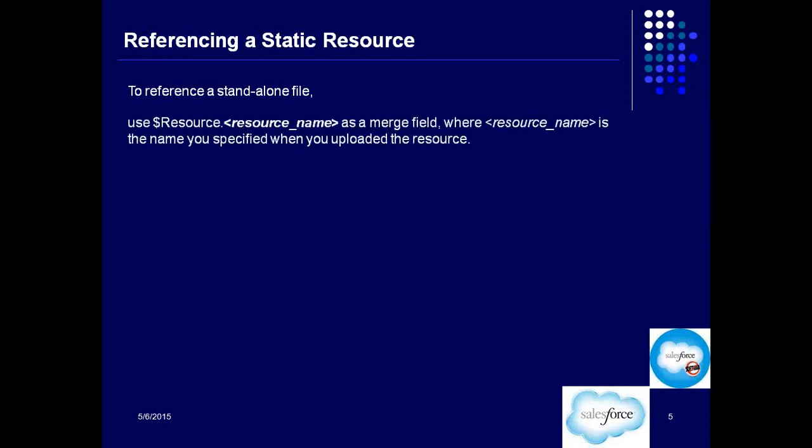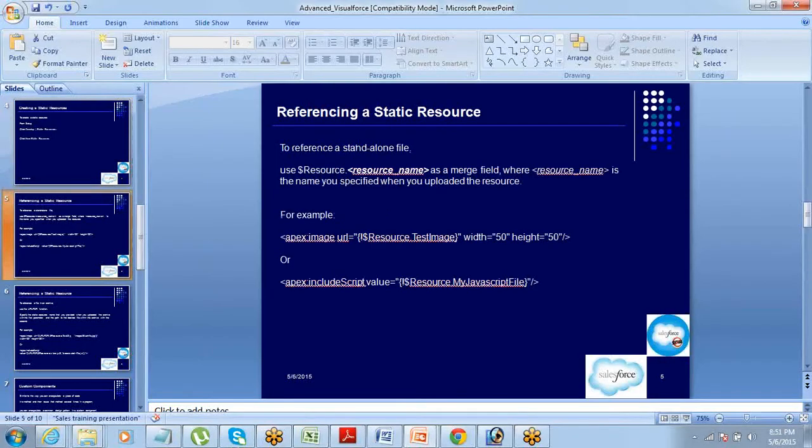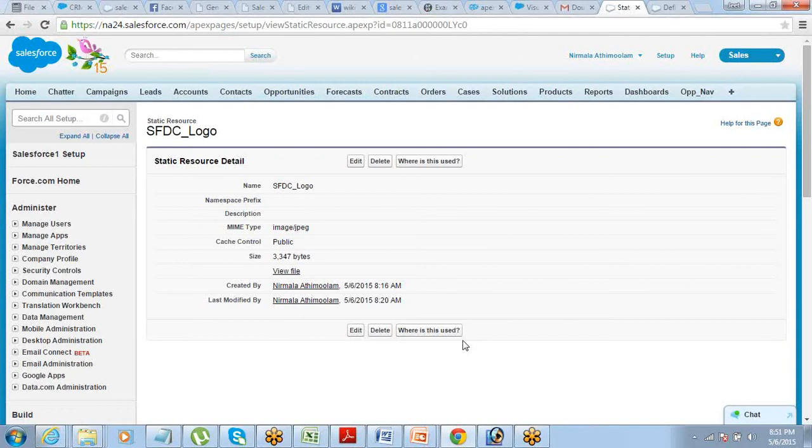For a standalone file, you will just use the $Resource global variable dot resource name. So to access that, I should just use $Resource.sfdc_logo. That's it. Resource name is the name you specified when you uploaded the resource. For example, if it's an image, there is a component called apex:image. We can use that, and we have to define the URL for that image. I also have an option of defining the width and height for that image. So width and height are two attributes for the image component.